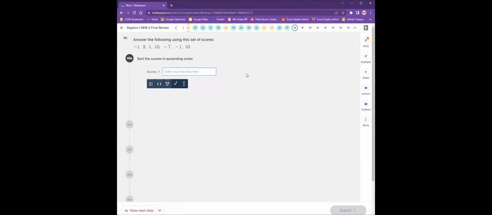Sort the scores in ascending order. So then it'd be -1, -1. There is a score smaller than -1. Oh, and -7. Yeah. -7, -1, -1, 1, 9, and then 10. And then two tens. Yeah. And I don't know. It seems like you might put a comma between them. I really don't know, though. Yeah.